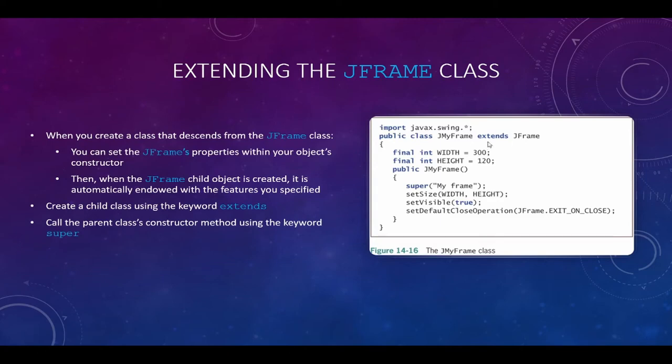So you create that child using the word extends, just like we talked about a few lectures ago. The first thing you have to do is call the parent and get all of the parent information by using super. Again, this is identical to what we've done before when we talked about extending other classes.